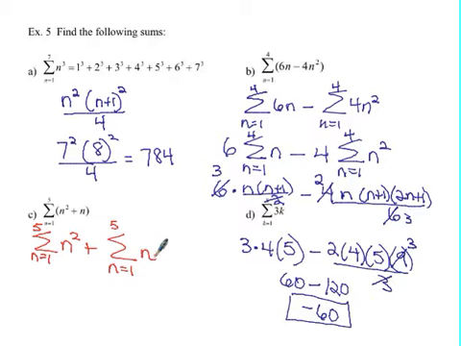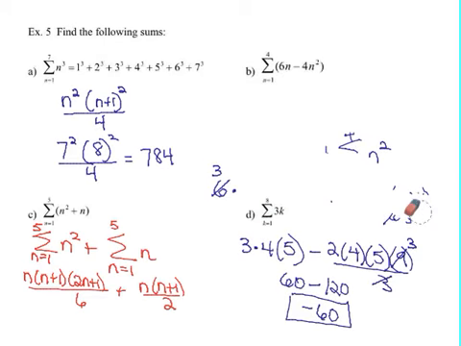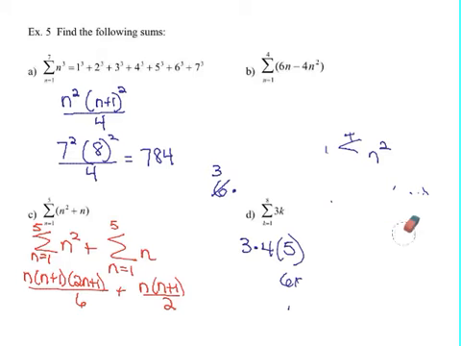So we use the formula for the sum of n squared. That's n times n plus 1 times 2n plus 1 over 6. Plus, the sum of n terms is n times n plus 1 over 2. Then you're going to substitute that n is 5. All right, so I'll give you a head start. Plug in that n is 5, and let's see if we get the same answer.